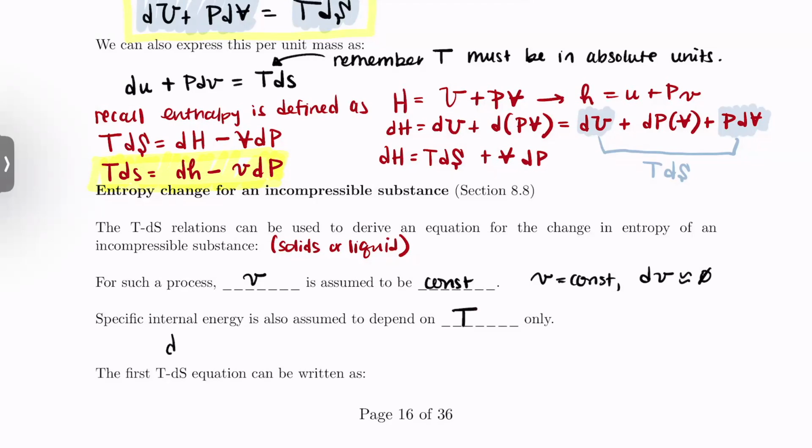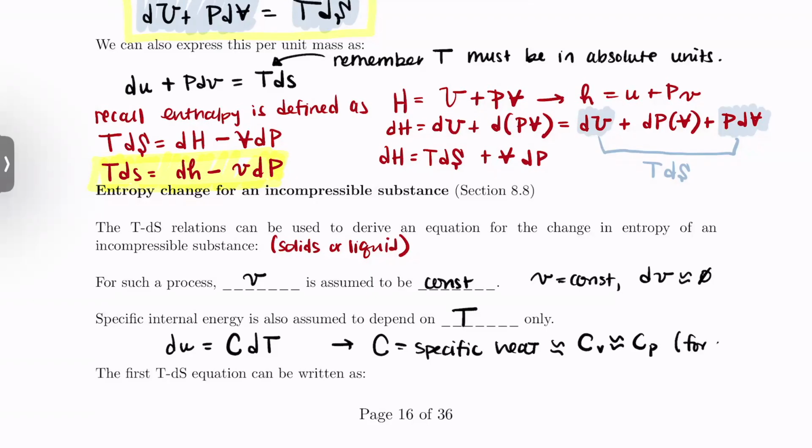in the following way. So we have our change in internal energy is equal to our specific heat times dT. All right, so just as a reminder, C is our specific heat, which is equal to Cv or Cp. And this is only for incompressible substances.